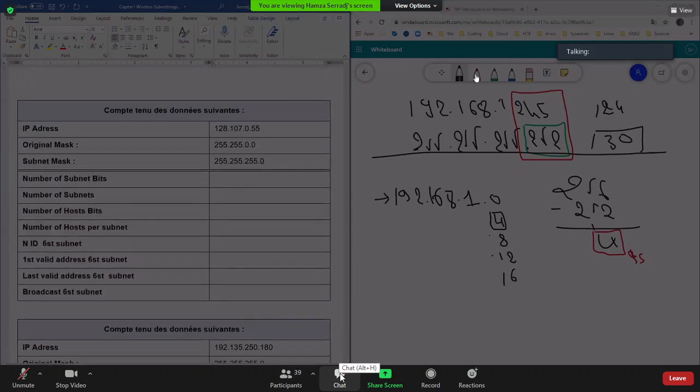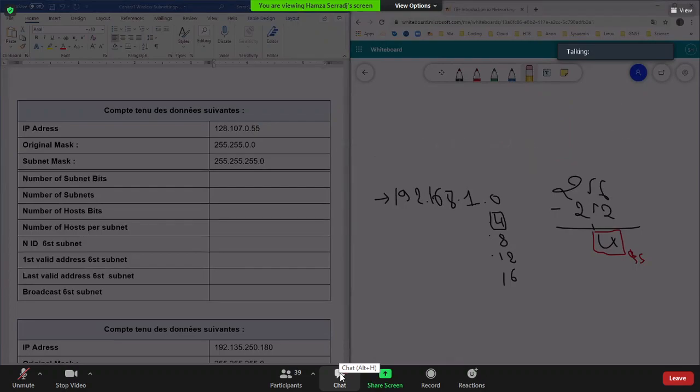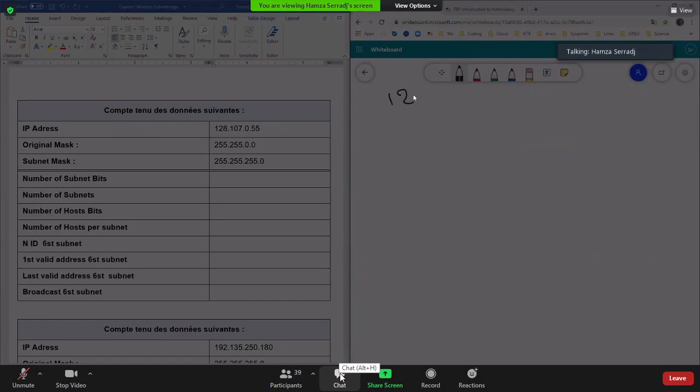Next one. Okay, I have 128.107.0.0 with mask 255.255.255.0. This is a tricky one here. What is this? See, here it is saying 255.255.0.0, and after, we have 255.255.255.0.